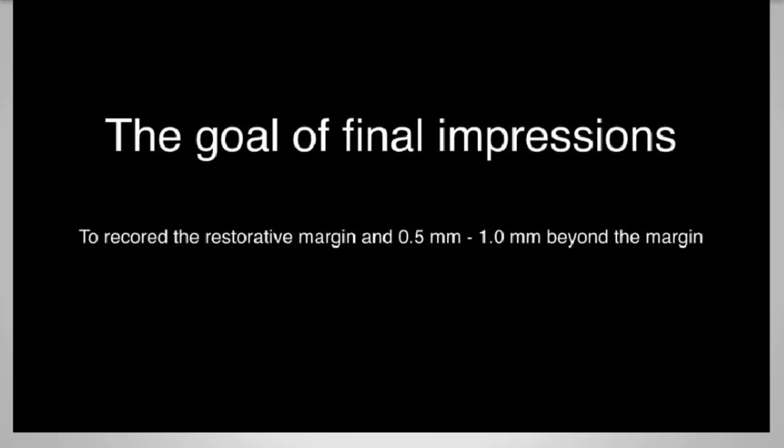Now, we must sit back and think: the goal of a final impression is to record 0.5 to 1 millimeter beyond the restorative margin. If the sulcus becomes a target, everything coronal to it should be captured. We need to give the technician the ability to easily see our margins so they can make well-fitting restorations.